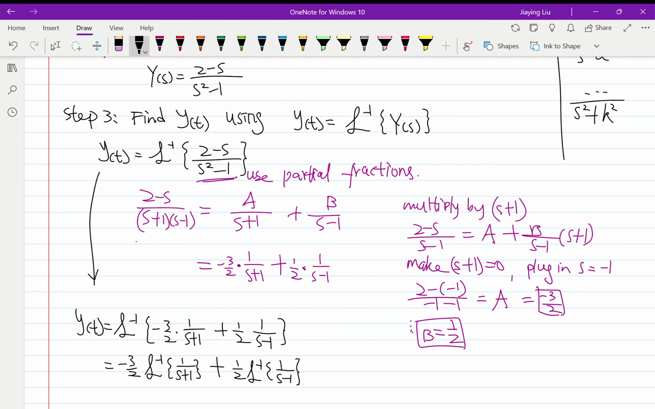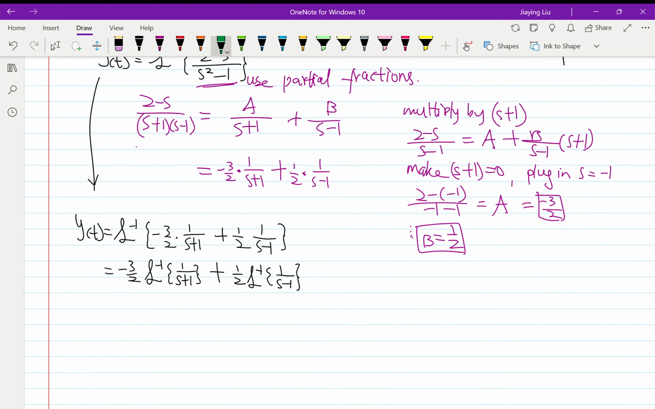Which we're going to have to use the table. If you look at the table, you should be able to figure out the 1 over s minus 1 relatively easily. Based on the table, this inverse Laplace transform, this is the 1 over s minus a, is going to be e to the, with a being 1, so e to the 1t. Can anyone help me find out what the inverse Laplace transform of 1 over s plus 1 is?